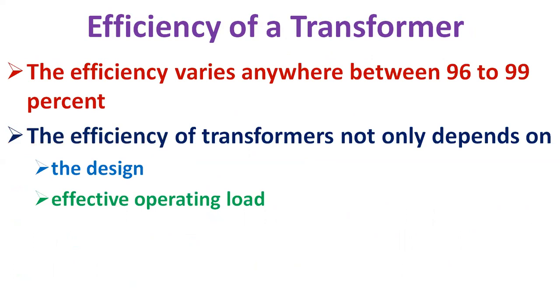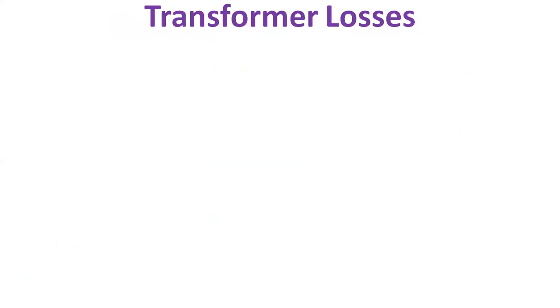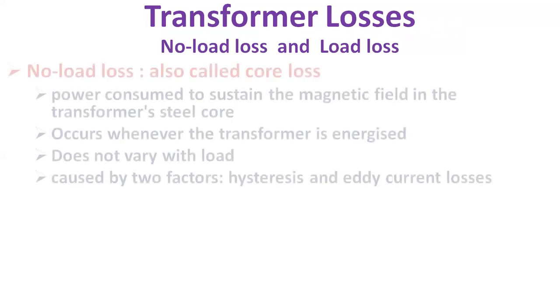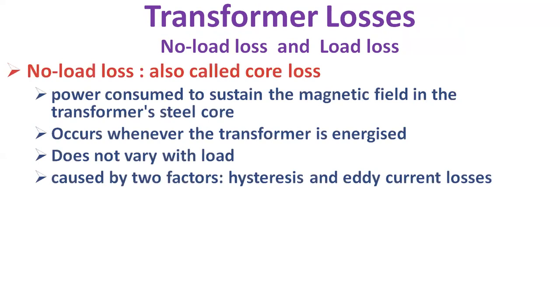Transformer losses consist of two parts, no load loss and load loss. No load loss, also called core loss, is the power consumed to sustain the magnetic field in the transformer's steel core. Core loss occurs whenever the transformer is energized. Core loss does not vary with load. Core losses are caused by two factors, hysteresis and eddy current losses.